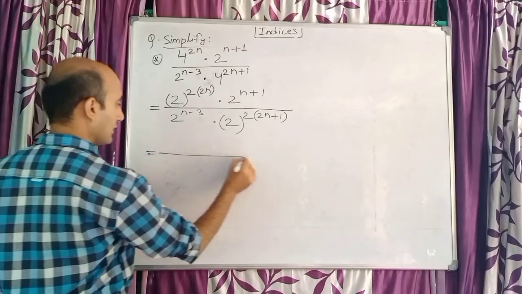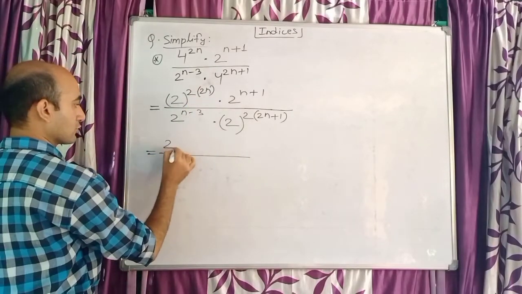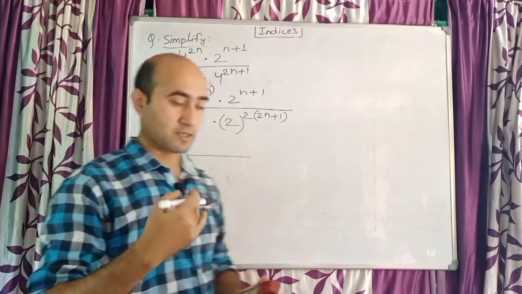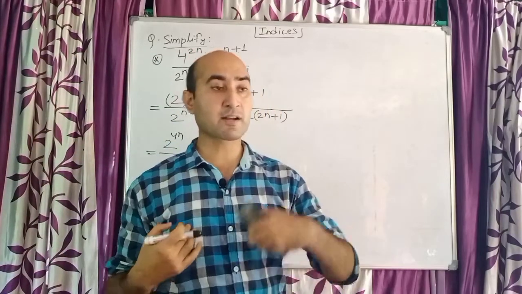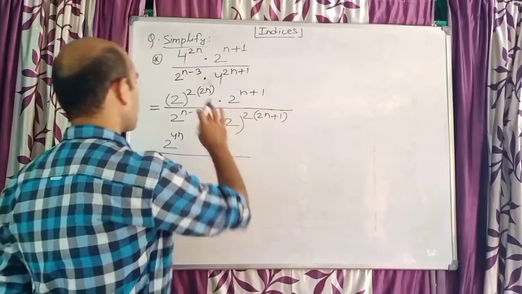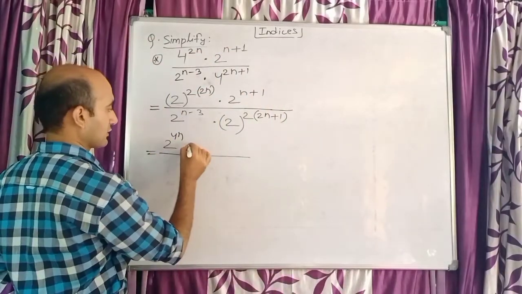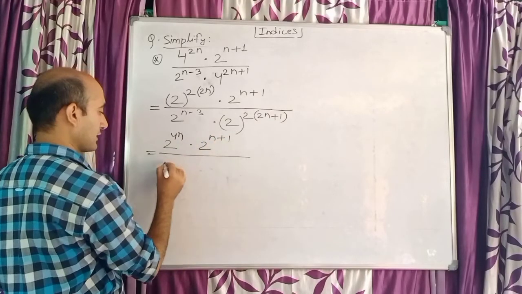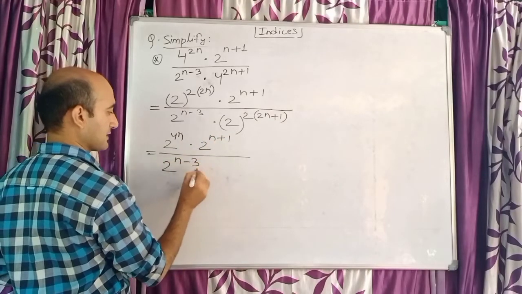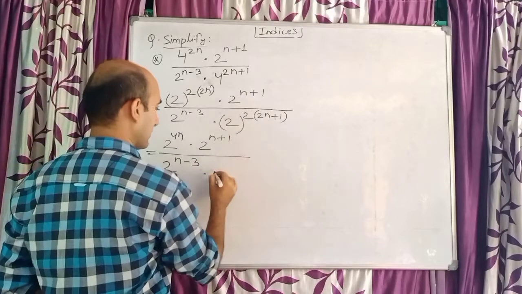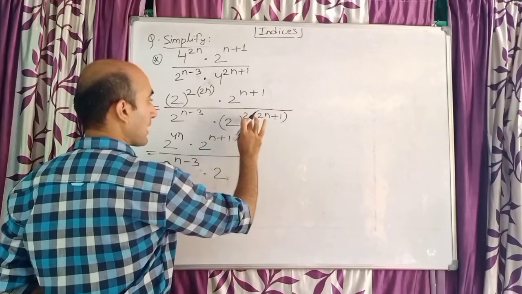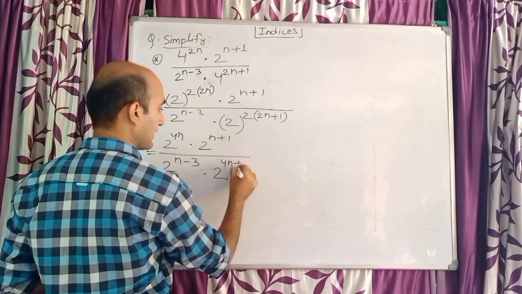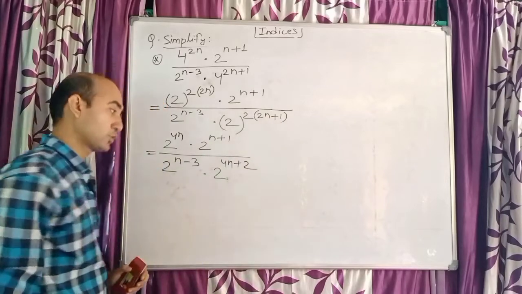Now first of all you multiply all the powers. 2 power 2 into 2n gives 2 to the 4n, because the two powers, interior power and exterior power, can be multiplied. So it is now 2 to the 4n dot 2 power n plus 1, same thing I wrote here. 2 power n minus 3, same thing I wrote here. Here also you multiply these two powers. 2 power 2 into 2n gives 2 to the 4n, 2 plus 2.